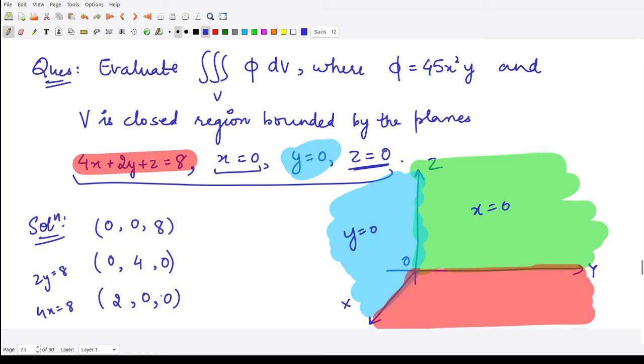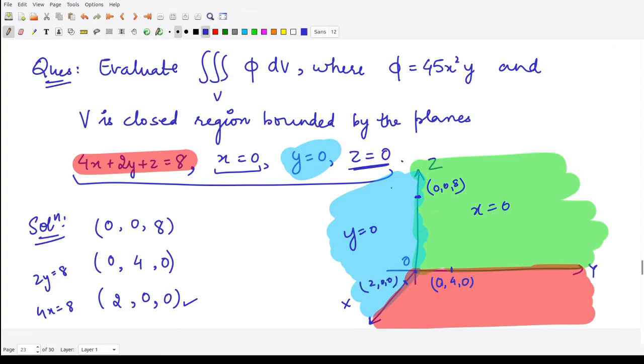So let's mark these points onto this figure. So we have 0, 0, 8. X is 0, y is 0 and z value is 8. So we have a point over here. So this is the 0, 0, 8 point, right? And then x is 0, the value of y is 4, so y is somewhere here. So we have this point as 0, 4, 0. And for this point 2, 0, 0. So this point is 2 here. So we have 2, 0, 0.